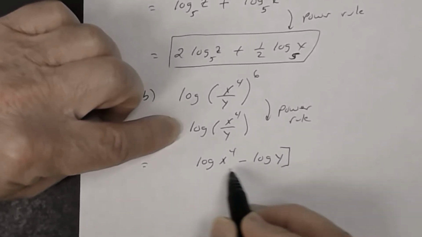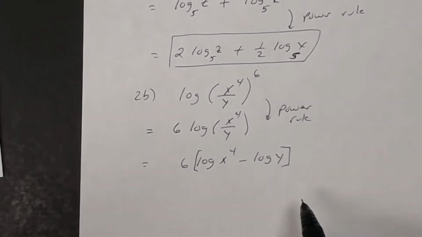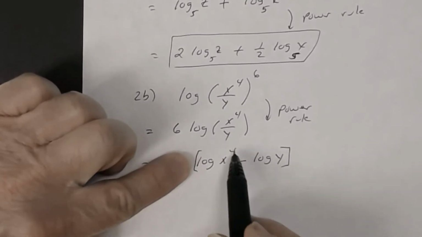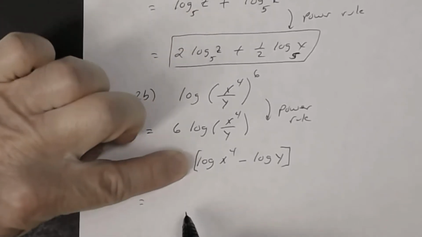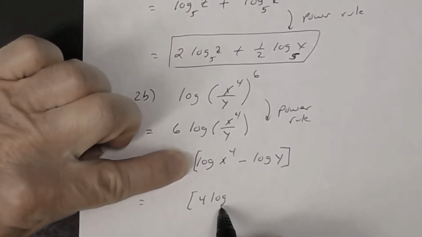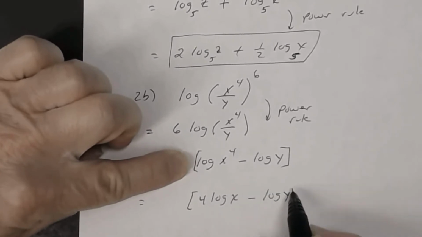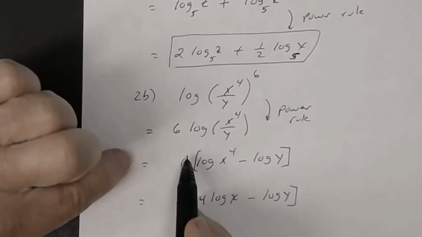And all of that is being multiplied by 6. All right? Okay, now cover this 6 again, and now I can use the power rule on this part. So this becomes 4, in brackets I have 4 log of x minus log of y, right? Okay? Don't forget that's being multiplied by 6 though, so keep bringing that 6 down.